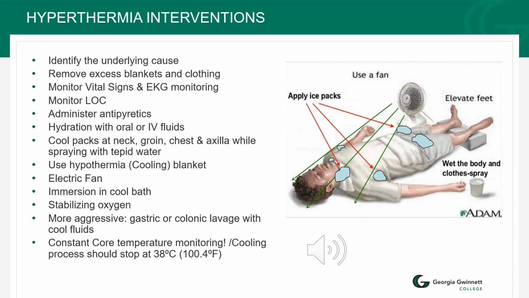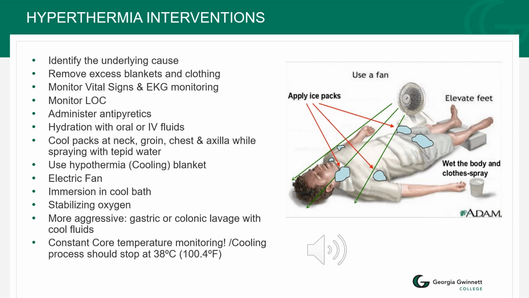You will be hydrating them with IV fluids. If they're able to drink oral fluids, you can also hydrate them with oral fluids. But if we get to the point where they're unconscious or exhibiting central nervous system symptoms, they obviously won't be able to drink fluids, so they'll need to be hydrated through the IV. You can place cool packs or ice packs at the neck, groin, chest, and axilla, and you can spray some tepid water. A lot of times we'll do that as you're using a fan to cool that body.